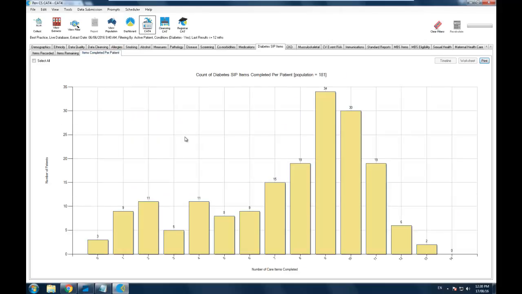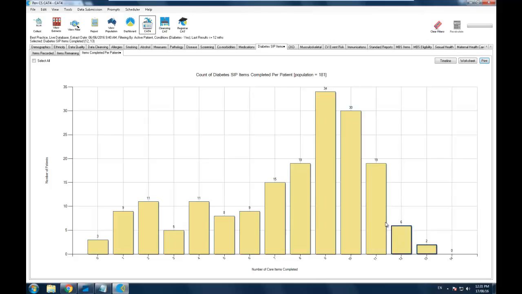And the last screen in here looks at the same information, but it's kind of pivoted around. So what we're showing is 0 people have all 14 items done, 2 people had 13, 6 have 12, 19 have 11, and so on. Or on the other side, 3 of my 181 active patients with diabetes had not a single item of the 14 items of the cycle of care actually recorded in the patient record.